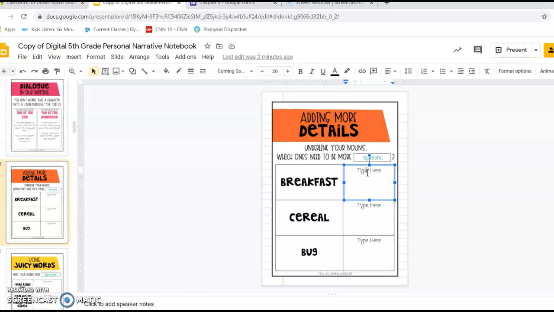And I want you to go to your draft, okay? And I want you to add in your draft more specific describing words for the nouns in your story.